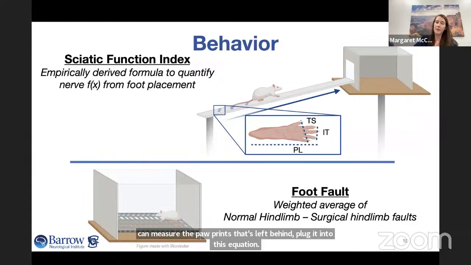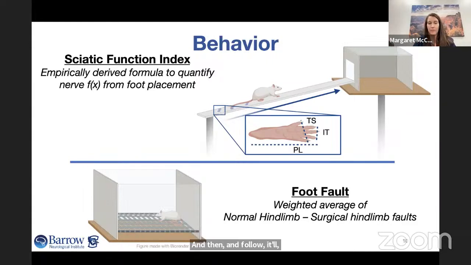It'll spit out a number that you can then track over time to quantify nerve function. The foot fault is similar. You place an animal on a wire grid and count how many times its paws fall through the wire grid, and that gives you a weighted average of the surgical versus the hind limb number of faults, or times the paws have fallen through the grid.